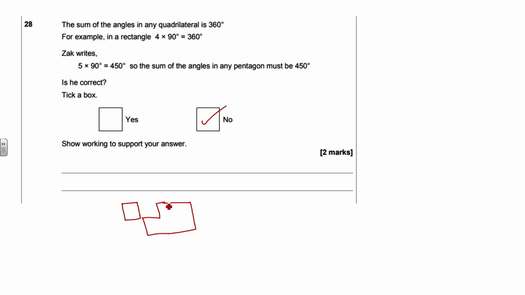So I'm struggling to get 5 sides. You see that 1, 2, 3, 4, 5, 6. Yeah, I'm not getting the 5 sides from a 90-degree shape. So it might be worth stating that.